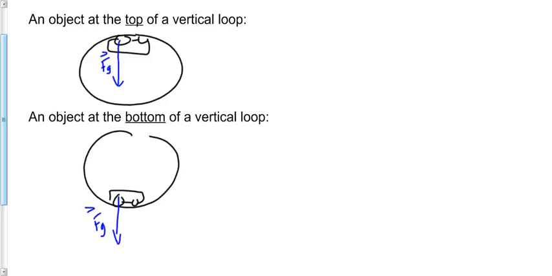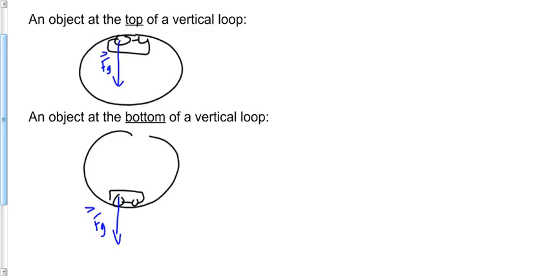Okay, if it was a roller coaster car on a track, it would be the track that provided the normal force. If it's the keys going around in a circle like this as I swing them around, it would be the string that provides the normal force. But there's a normal force. Good. Excellent.